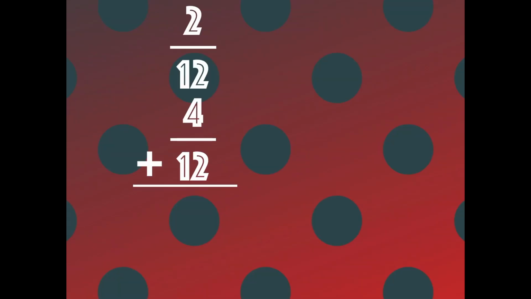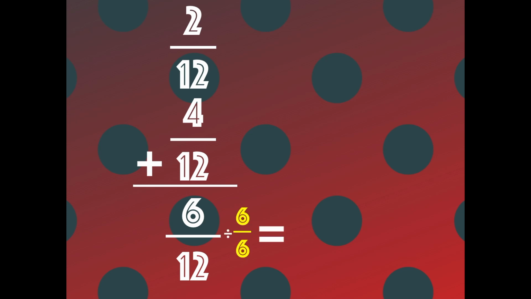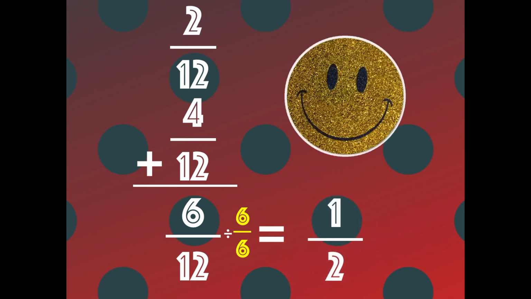Now let's say you had to add this problem, 2/12 plus 4/12. Well, you know that's 6/12, but that's not in lowest terms. What would it be if you simplified 6/12? What's the simplest way to say 6/12? You can divide them both by 6. That'll give you 1/2. Well done!